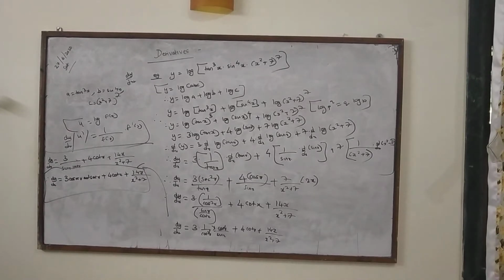So essentially dy by dx is 3 upon sin x cos x plus 4 cot x plus 14x upon x square plus 7. 1 upon sin x into 1 upon cot x can be replaced as cosec x cot x. And that is the sum.